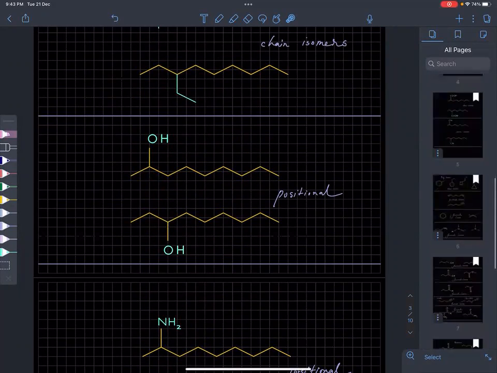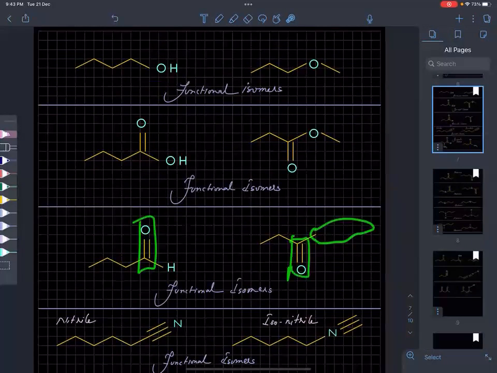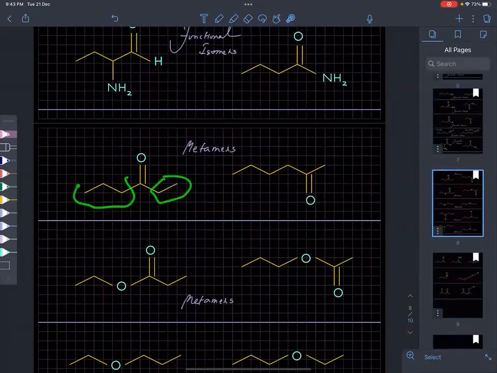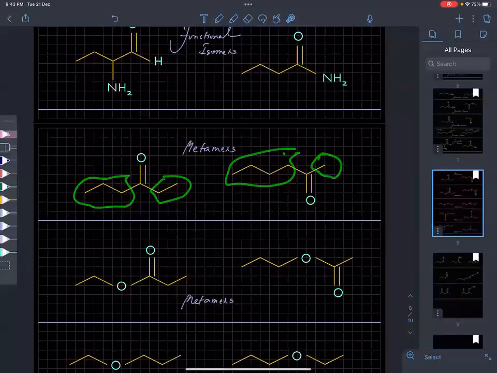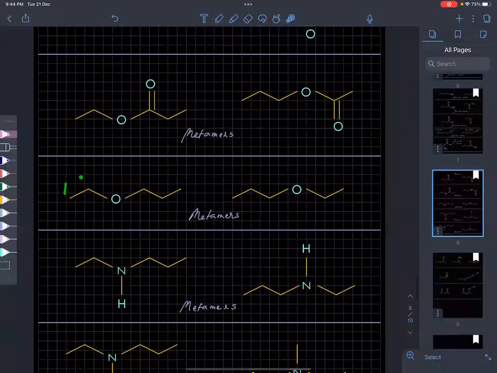Whereas if you see here, this is not an sp3 carbon. This is a carbonyl carbon. So it is dividing the chain of sp3 carbons into two parts. So here 1, 2, 3 on one side, 1, 2 on the other side. Here 1, 2, 3, 4 on one side and 1 on the other. Here 1, 2 and 1, 2 on one side, 1, 2, 3 and 1 on the other.